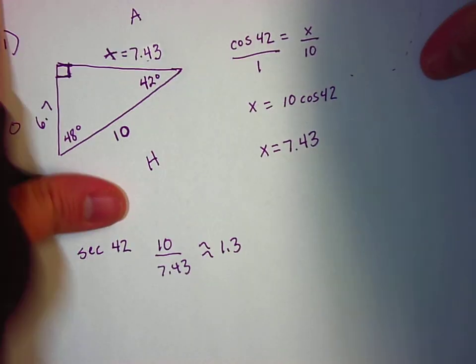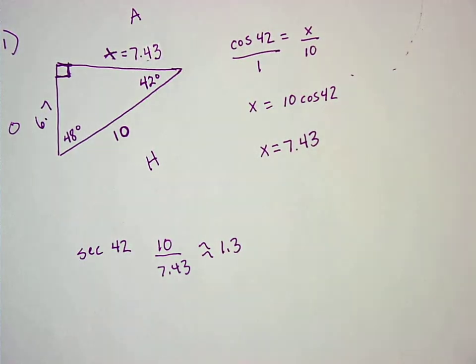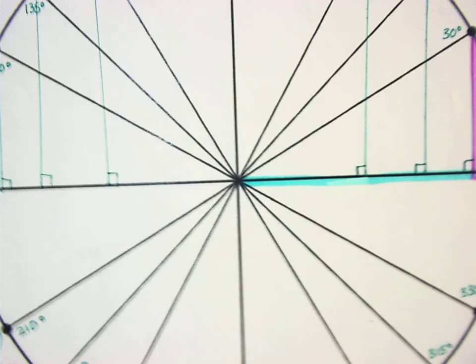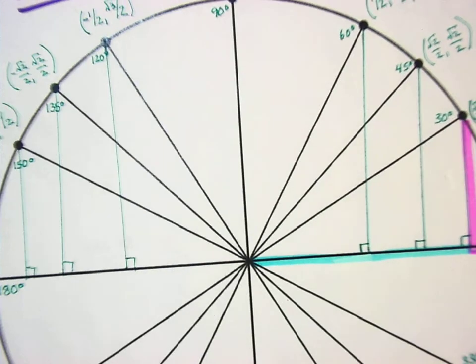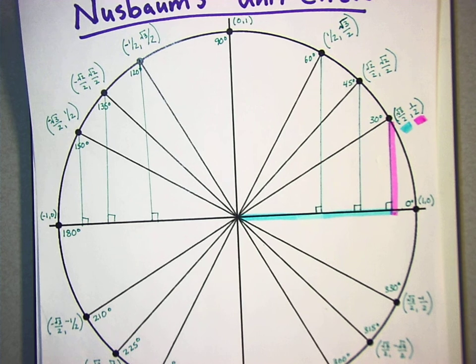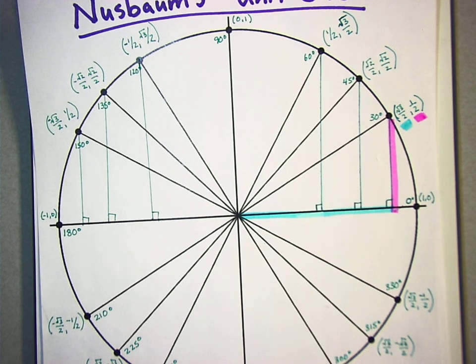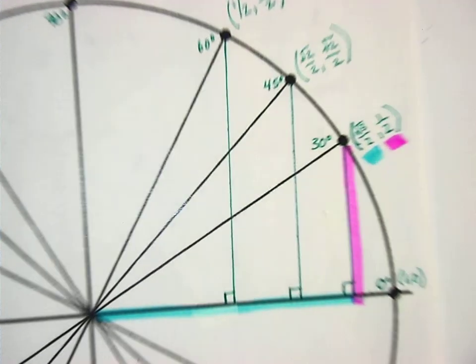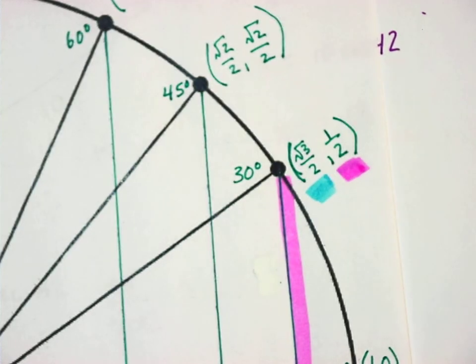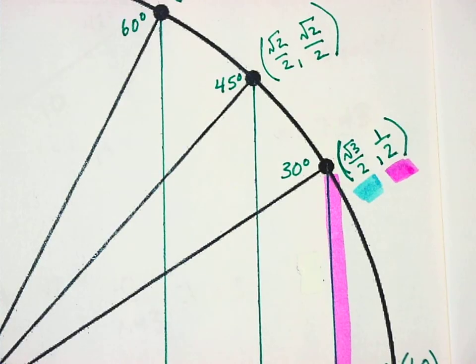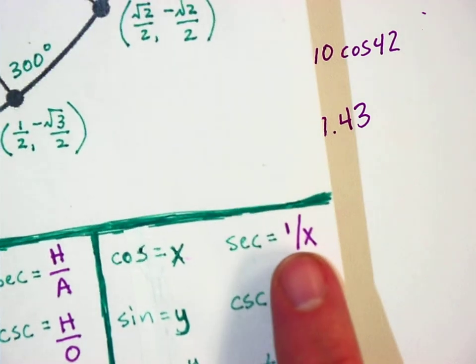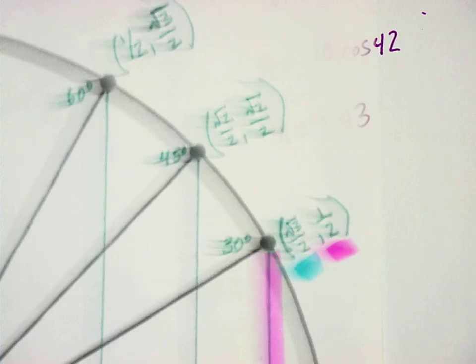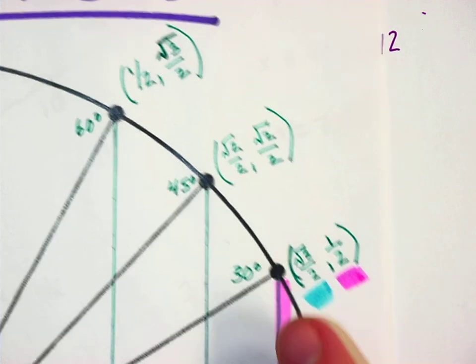All right, so secant and cosine are opposites of each other in that sense. Okay, so now what if we look at the unit circle, and instead this time I say, what is the secant of 30 degrees? So let's look at 30 degrees. Secant, remember, is if you look at the bottom of your circle here, it is 1 over x. And which one's x?